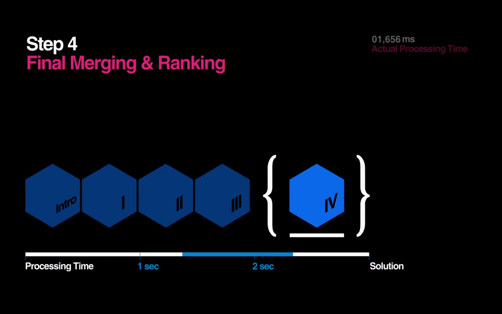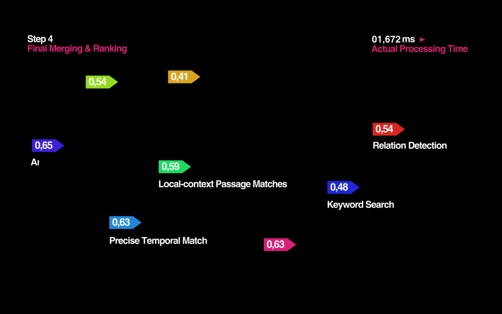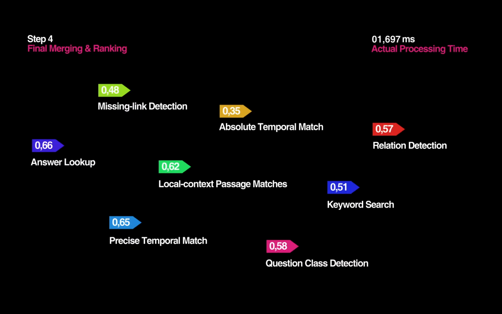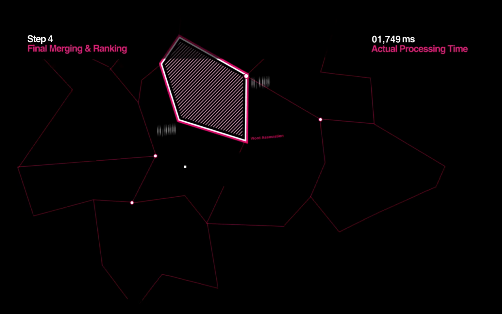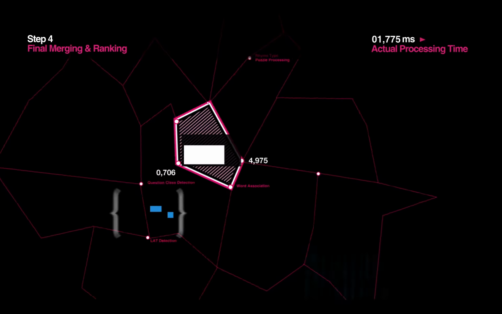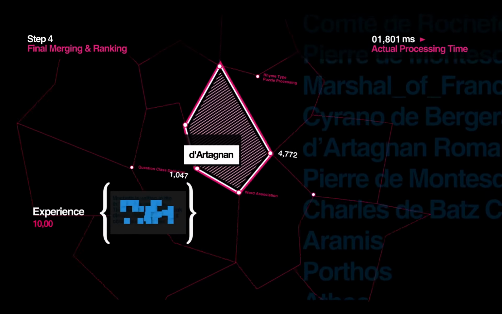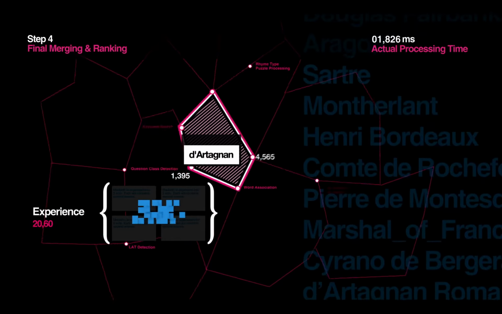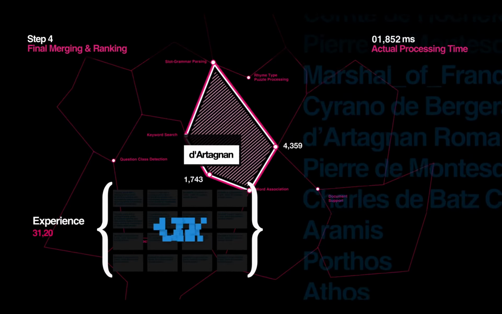Step 4. Final merging and ranking. Different types of evidence are better at solving different types of questions. So just like a person learns from practice, Watson uses the experience it gains from trying to answer similar questions in order to weigh the importance of its different types of evidence. It's not about memorizing trivia.